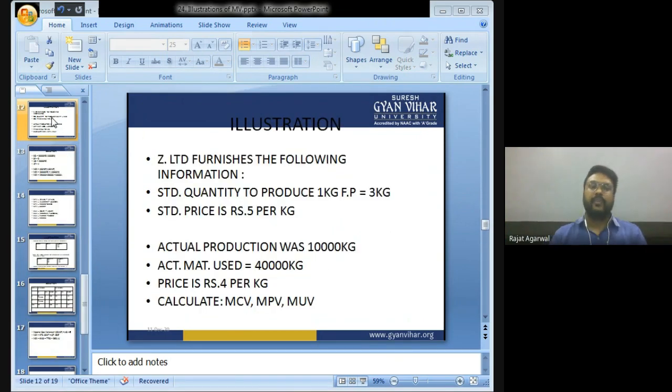Z Limited furnishes the following information. Standard quantity to produce 1 kg of finished product is 3 kg. Standard price is 5. It means to produce 1 kg of finished product, we consume 3 kg of material. The standard price per unit of material is rupees 5.